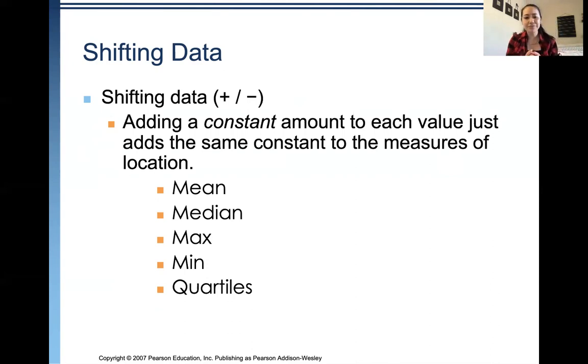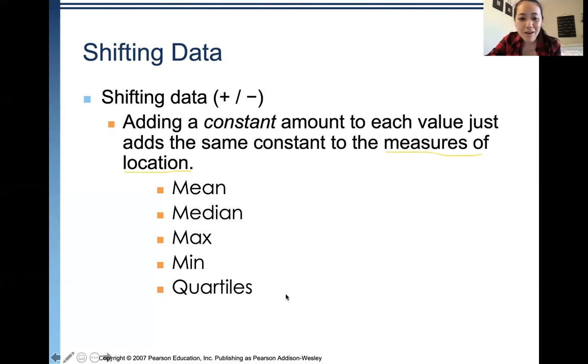Imagine you have a list of data, a bunch of numbers, and I add 1 to every single data point. The mean is also going to increase by 1. The median will also increase by 1. The maximum value increases by 1. So all of these things, mean, median, maximum, quartiles, will be shifted along with the data. I call these measures of location.